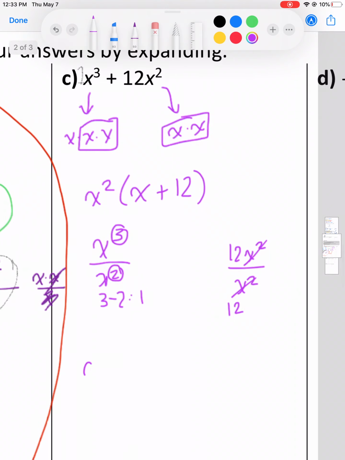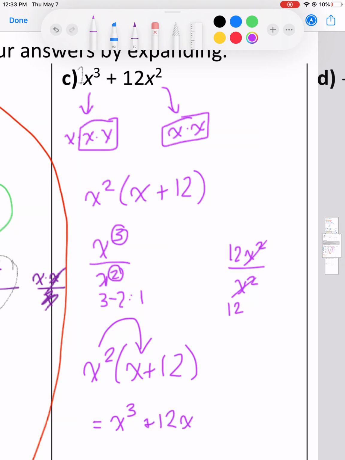Let's see if it works. Go back and check it. x squared times x. The bases are the same, so we add the exponents. It's going to be x cubed. Then x squared times 12. What is that?